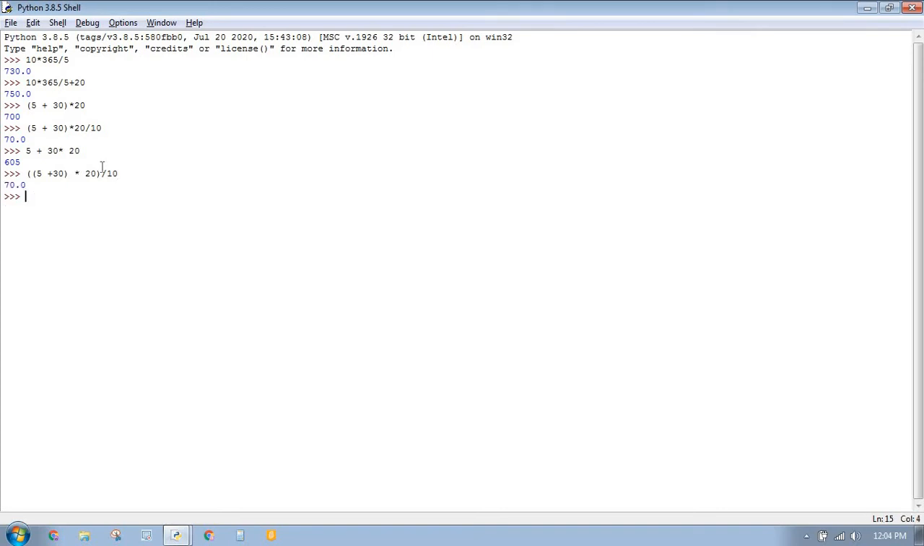But how? As we did, first it calculated this. Okay, means 5 plus 30 equals 35, and after that the answer which it got, it divided by 10. But here it didn't use the BODMAS.